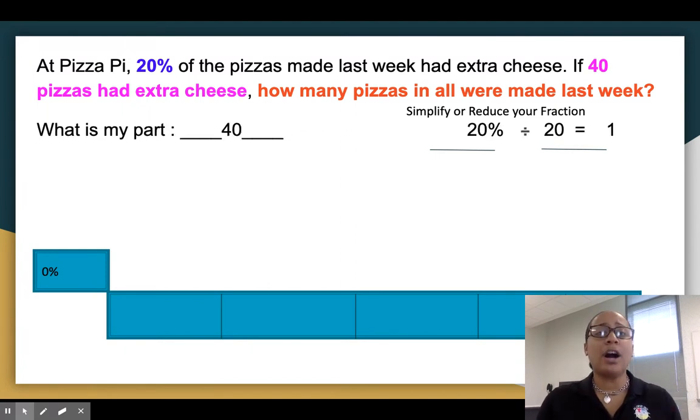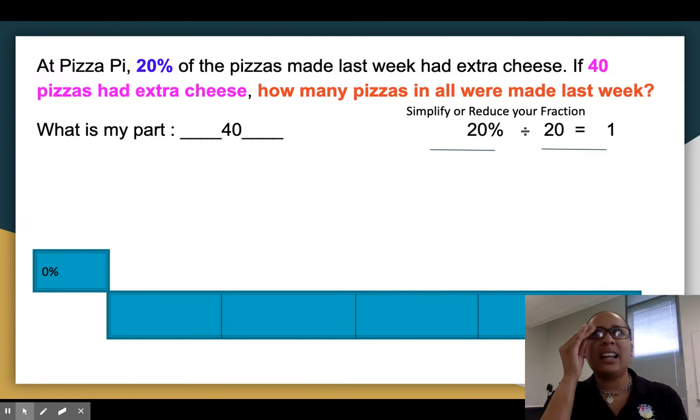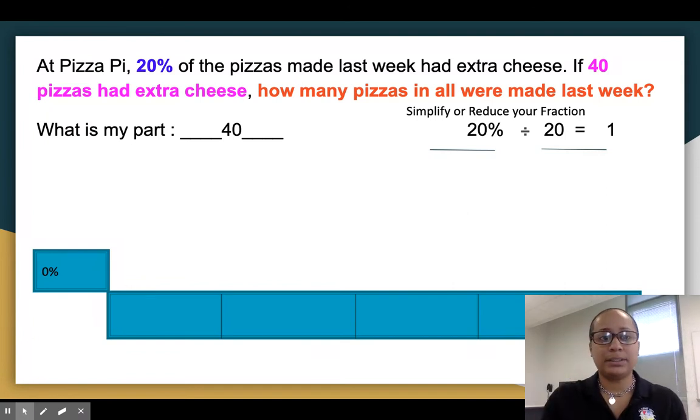So what is my part? 40. Because once again, not every pizza has extra cheese because you might want pepperonis, but this person might want extra cheese. So not everybody has extra cheese on their pizza. That's kind of how I talk myself through problems.